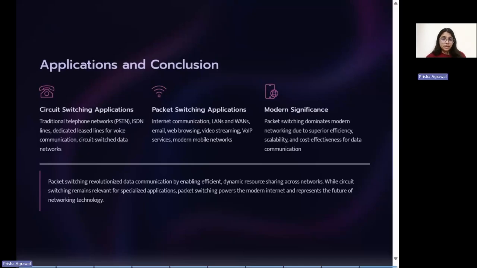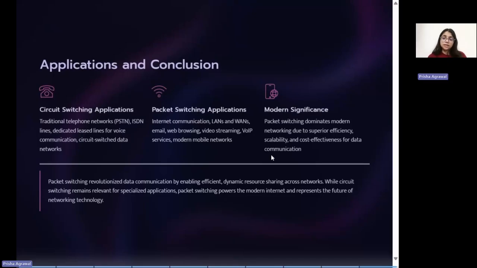Modern significance. Packet switching has become the dominant technology in networking because it provides superior efficiency, scalability, and flexibility. By allowing multiple users to share the same network resources dynamically, packet switching enables large scale communication systems like the internet to function effectively.